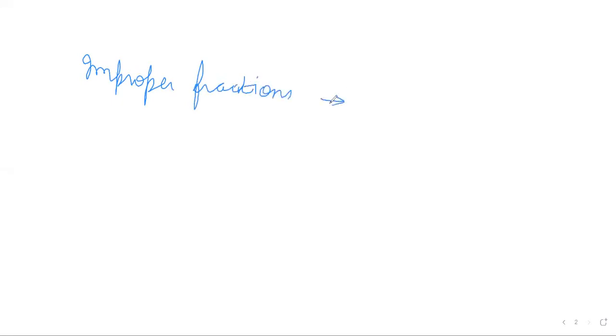What are improper fractions? Improper fractions are the fractions in which the numerator is big and the denominator is less. The numerator is greater than the denominator, then we call it an improper fraction, like 12 upon 5 or 11 upon 7. Wherever the numerator is big, we call it an improper fraction. Okay, so let's move to mixed fraction.